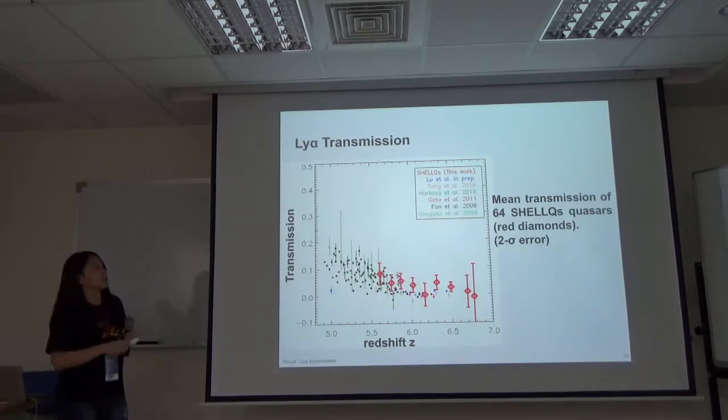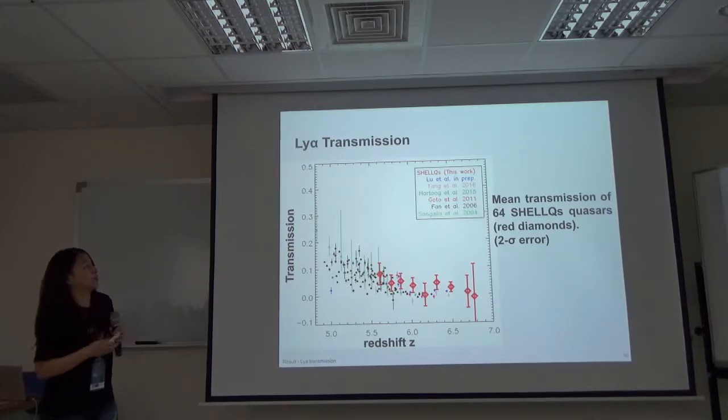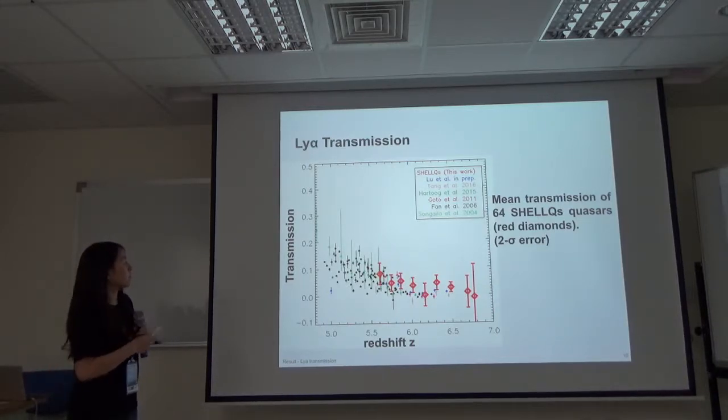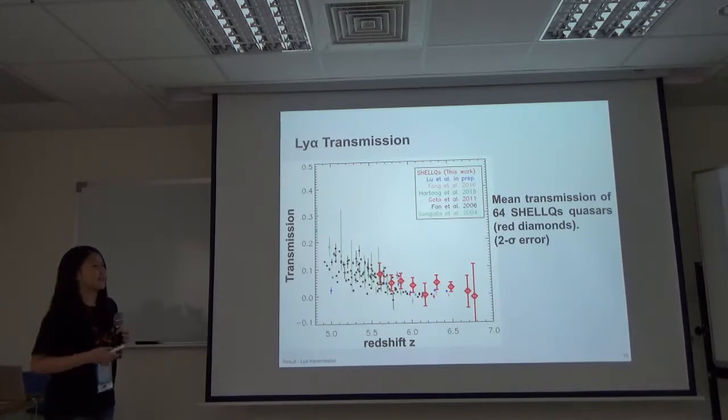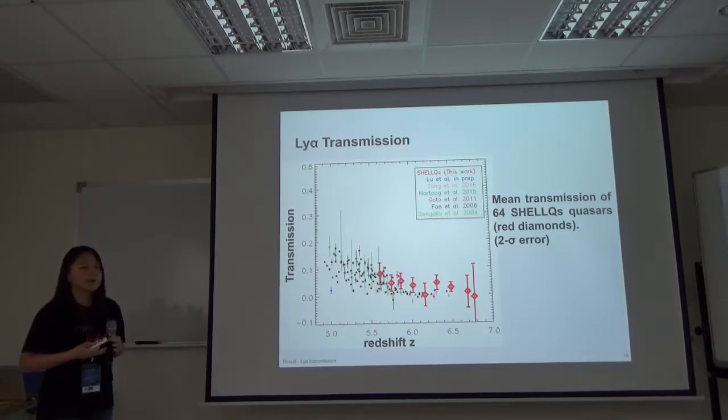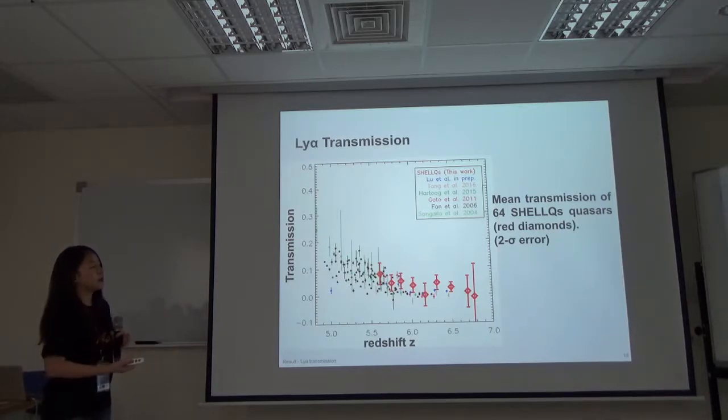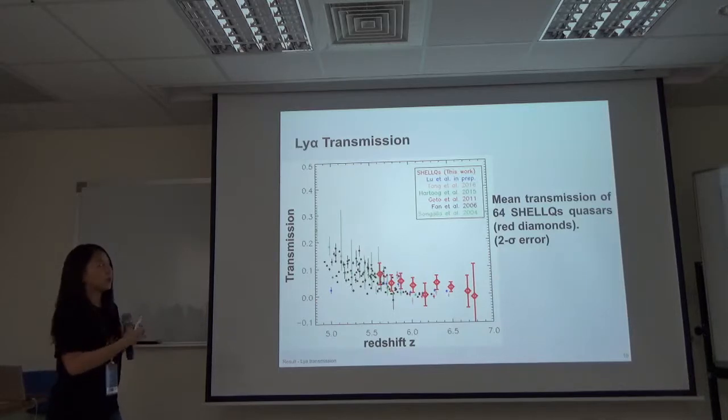Okay, so this is some preliminary results. So this is the mean Lyman alpha transmission of the 64 quasars, the red diamonds. So that is basically consistent with the literature. The transmission dropped to around 0 at around z of 6. Because the transmission has already dropped to 0, indeed we need to use the near zone to measure the neutral fraction at higher redshift.